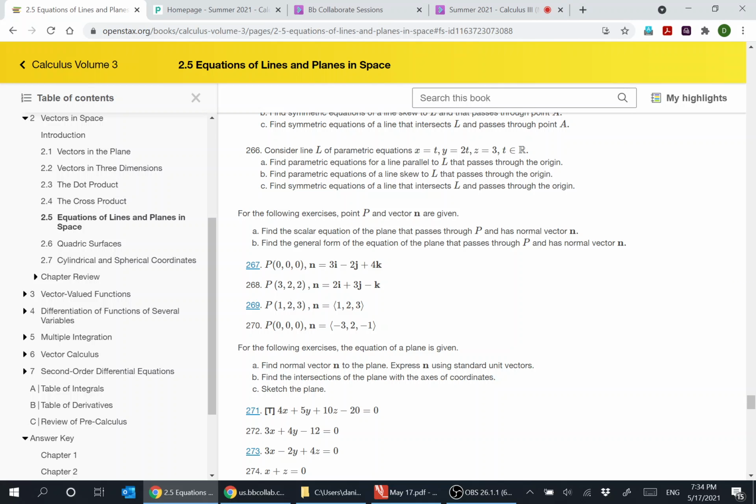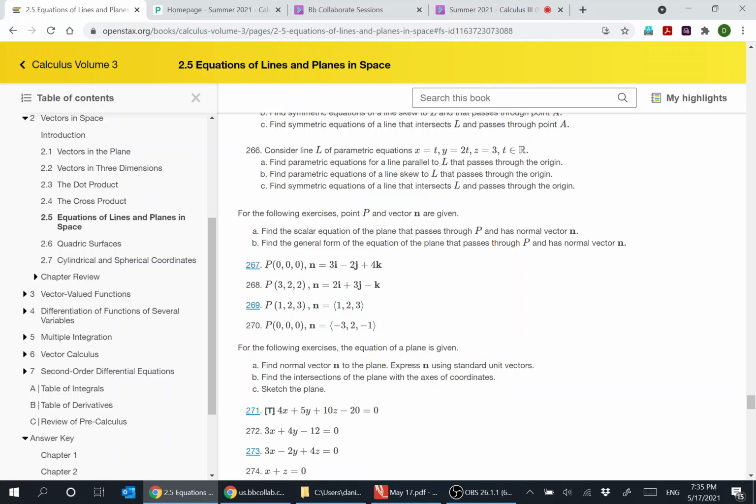All right, so point P and the normal vector, a perpendicular vector through the plane. The perpendicular vector through a plane is unique up to scalar multiplication because you can stretch it or smush it or flip it around, and it's still perpendicular. But other than that, it's unique. Okay, so find the equation of the plane with that point and that normal vector.